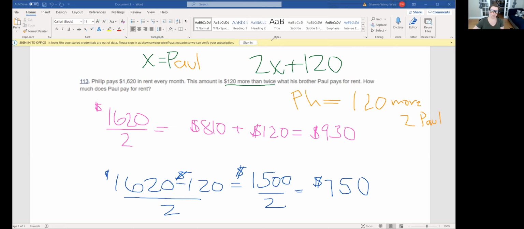Okay, so we know that Philip pays this and Paul pays some unknown amount, but this is what we know so far. Paul is X, we don't know what that is. Philip is 120 more than 2 times Paul. Are we okay with that so far? Yeah.